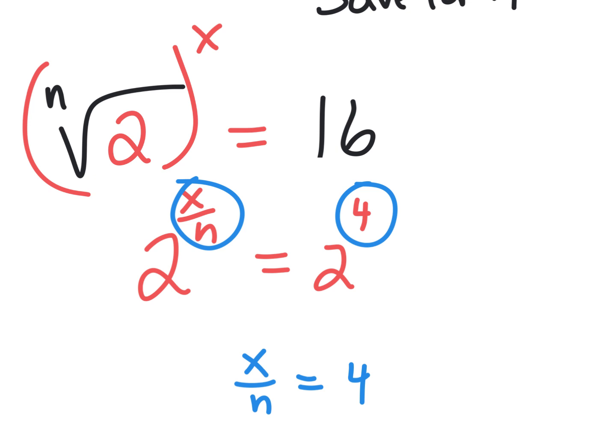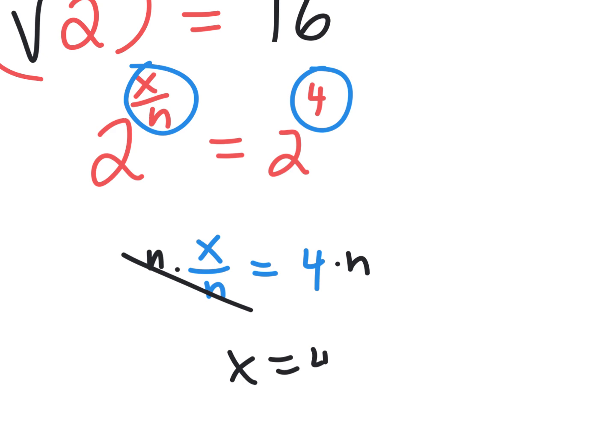And then how do I do this? Clear the fractions. My advice is if you can factor it, you should. And then if there's fractions, clear them. Timesing by n, boop. x equals 4n.